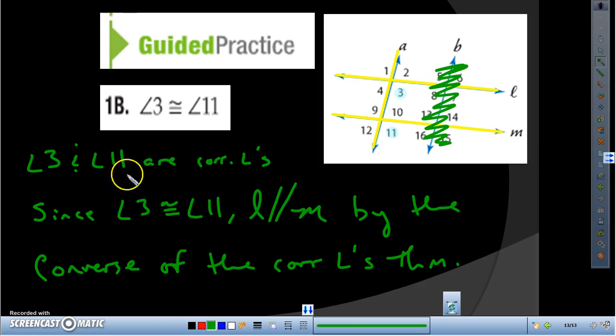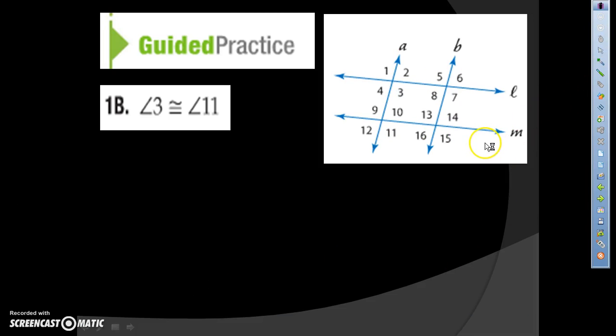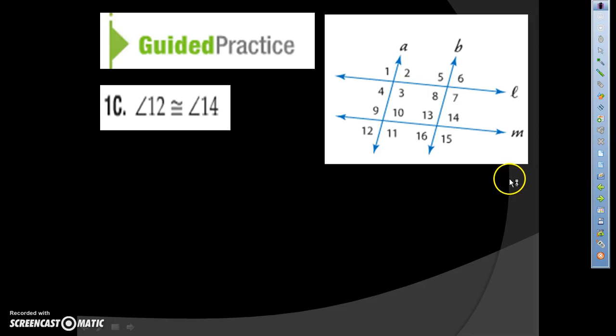Again, identify the relationship, and then based on the relationship, tell me what lines are parallel, if any, and then justify your statement. Tell me what theorem or what converse of what theorem you're using. We'll do one more like this together. Same figure, different angles.